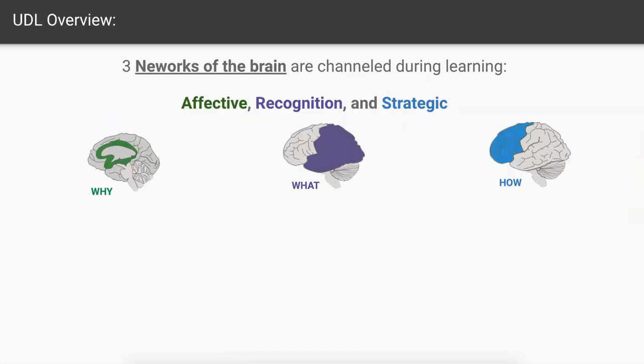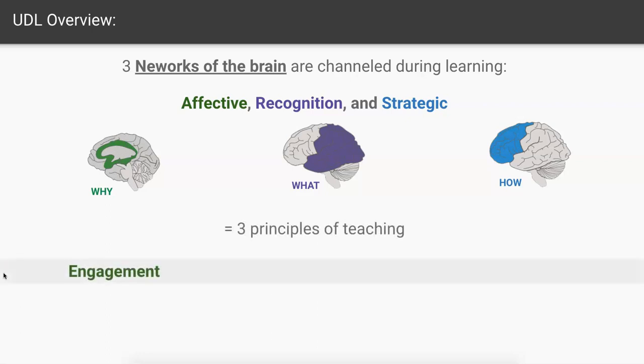Neuroscience tells us that there are three broad networks of the brain. First, we have the affective network, or the why of learning, the recognition network, or the what of learning, and the strategic network, or the how of learning. These correlate to three principles of teaching, which are engagement. So you want to provide multiple means of engagement in your class and get students excited about the work. Through multiple means of content representation, which adheres to all learners by varying the types of content that you make available to the students. And through action and expression by making different types of assignments available to the students so that they are able to express their knowledge in the best way possible for them.